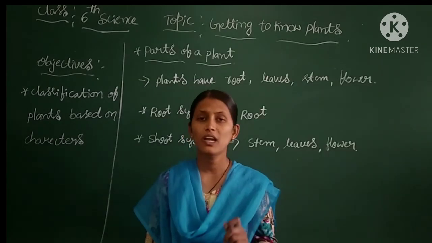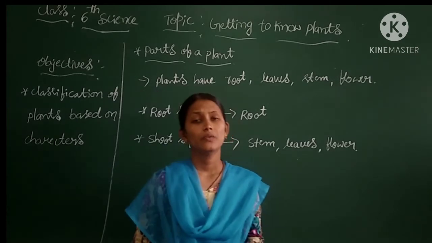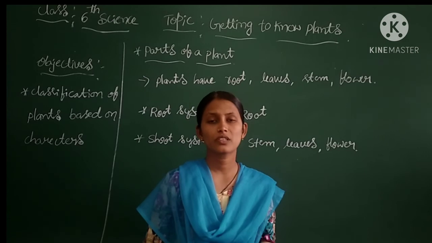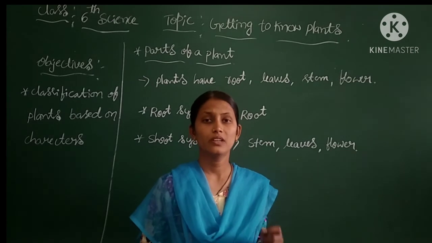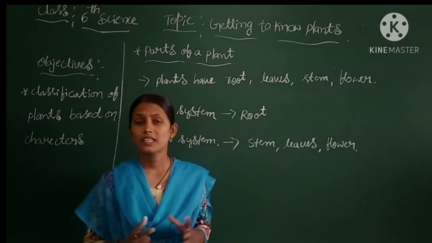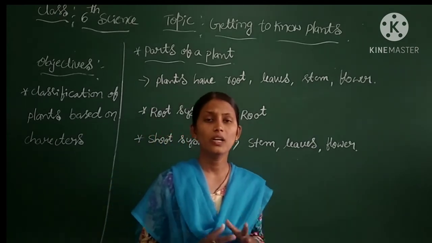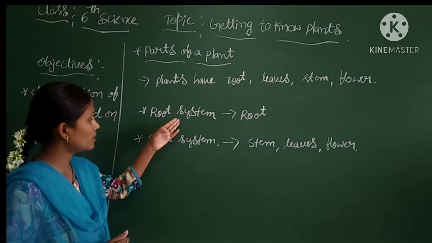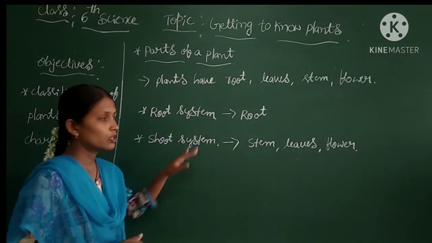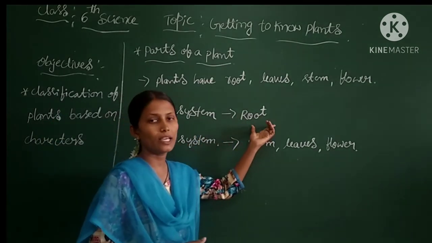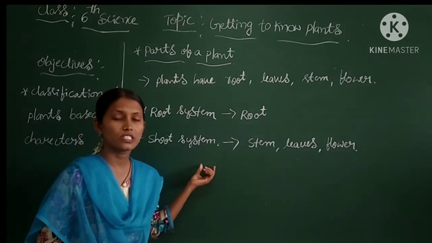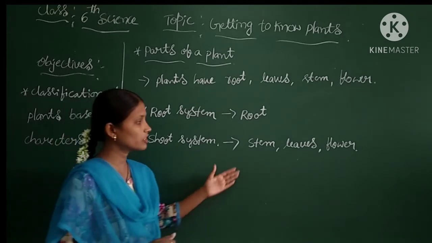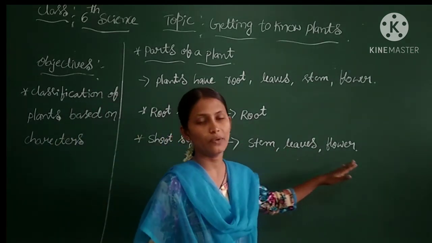Let's discuss what the parts of a plant are. We might have observed that plants have roots, stem, leaves, flowers and fruit. These are a few parts of a plant. Now we have classified the parts of a plant as root system and shoot system. In the root system, we are discussing only the root. Then what is the shoot system? Here in the shoot system, we are discussing the stem, leaves and flowers.